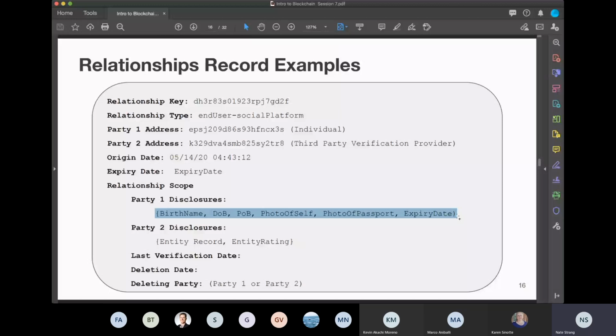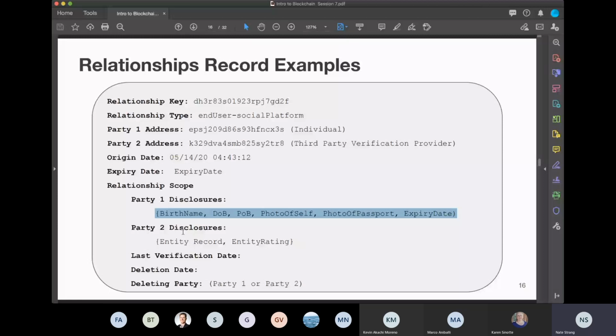And the verification provider is only going to enter into this relationship with me if they approve this information using their existing processes. Remember, this is what these companies do. They provide verifications of documentary evidence and government issued IDs. So I'm going to disclose this information to the verification provider. They're going to verify it. And if it's approved, they're going to enter into this relationship with me.